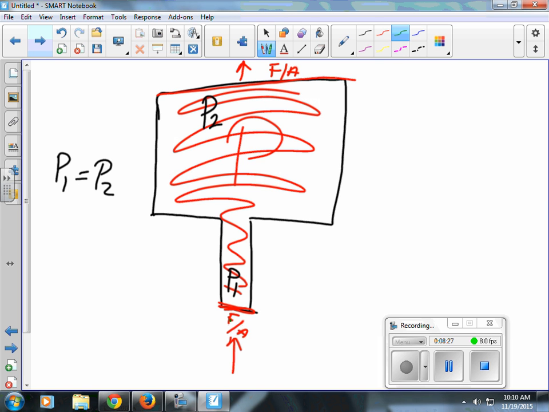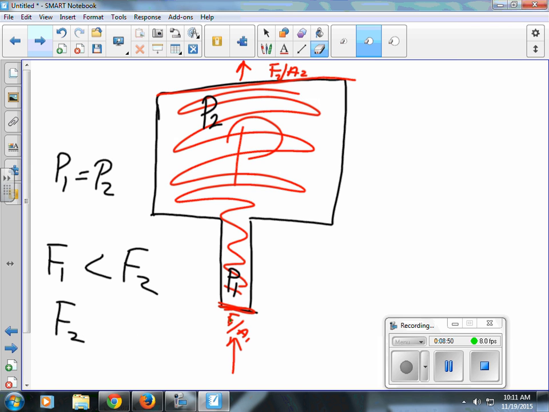Now what y'all were thinking about is what I said the other day. If this is F1 over area 1 and this is F2 over area 2, how does F1 compare to F2? Lower. In other words, you get a big output of force for a small input. That's what you guys were thinking about. But what if I ask about the pressure? They're equal. Y'all good? You see the difference?